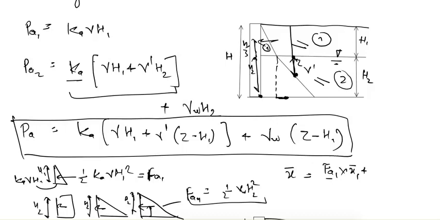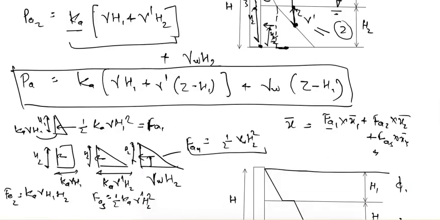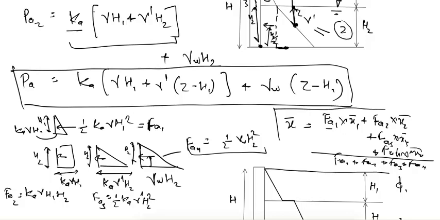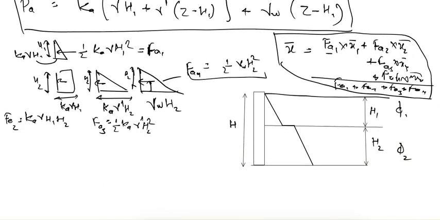Similarly for this second part, that is a rectangle, it is acting at H2 by 2 distance, so that would be Fa2 into x2, and similarly Fa3 into x3 plus Fa4 into x4, divided by the total force, that is Fa1 plus Fa2 plus Fa3 plus Fa4. So this way we can find out the location of the resultant. I'll take one example to show this, so it will be more clear.